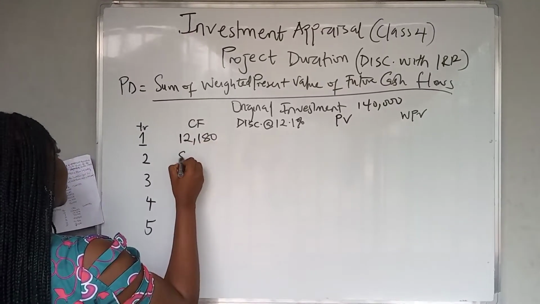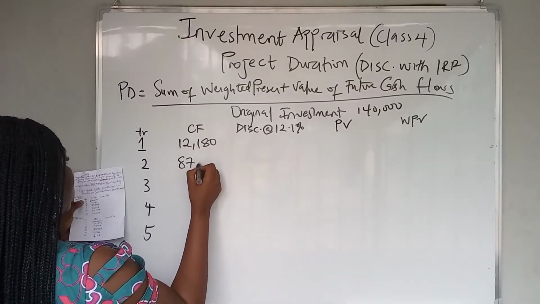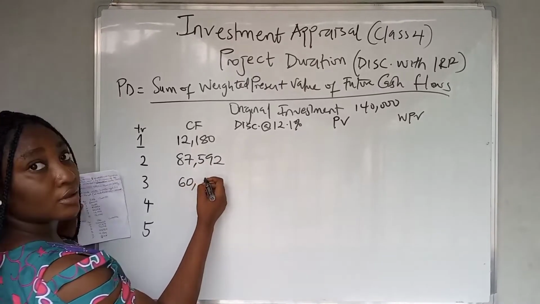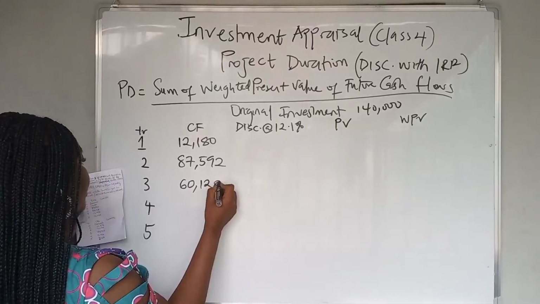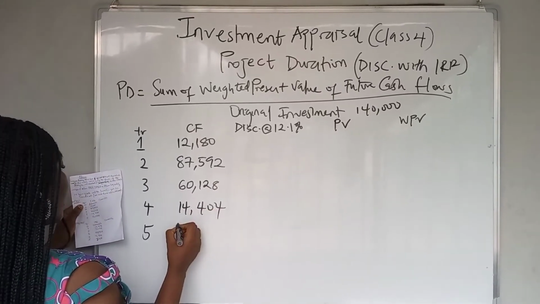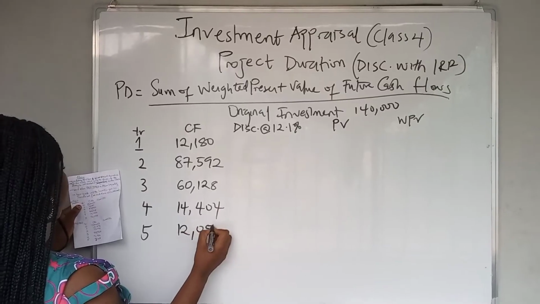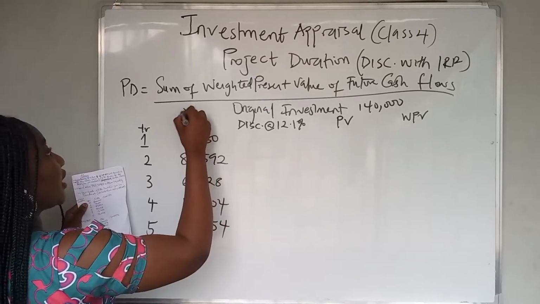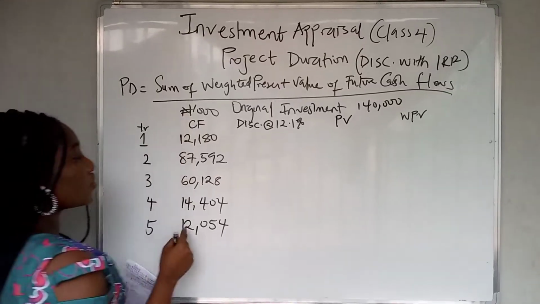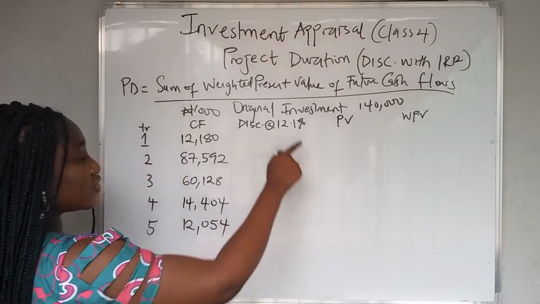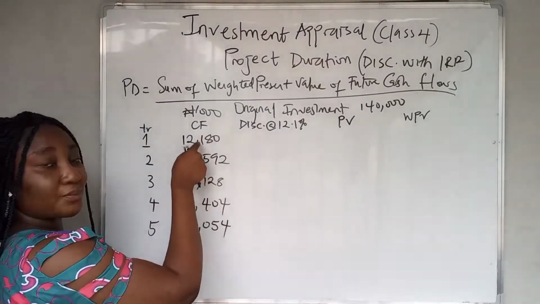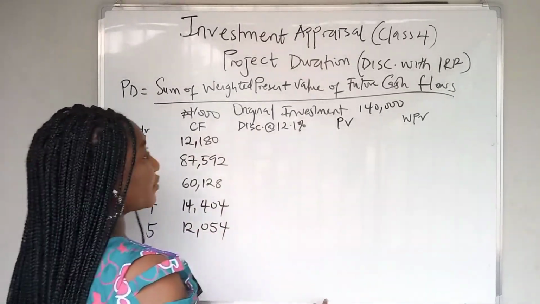12,180, 87,592, 60,128, 14,404, and 12,054. And they are all in thousands. Don't forget to put this always, okay? So you discount at 12.1%, right? So you need to put your discount factor, what you multiply by these cash flows to get the present value.